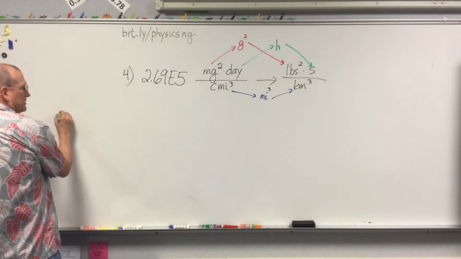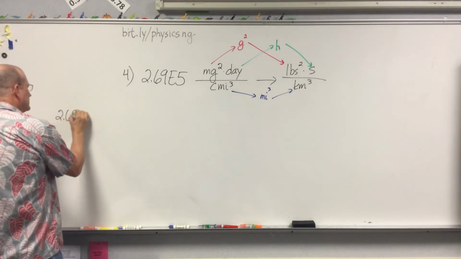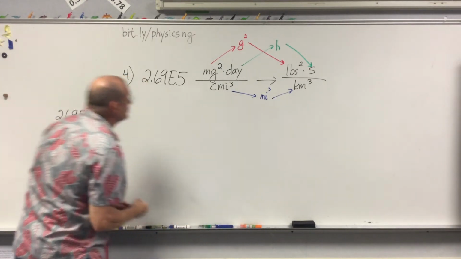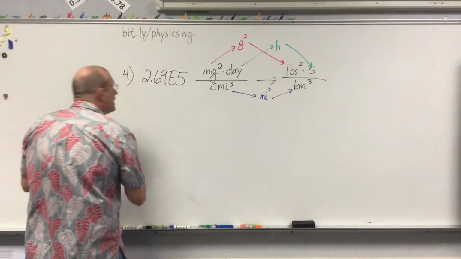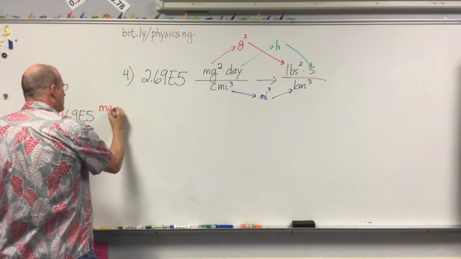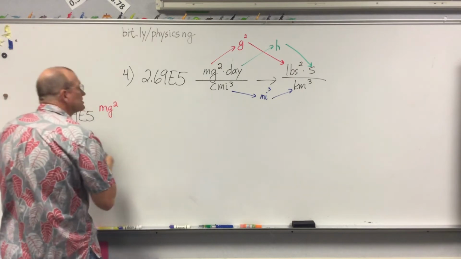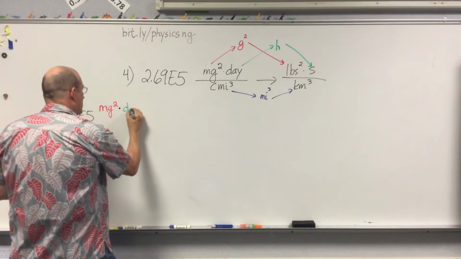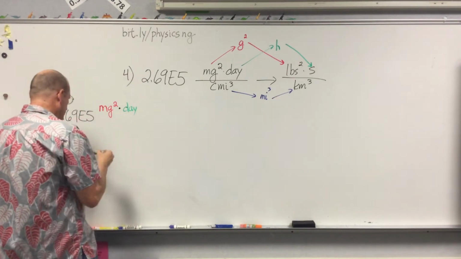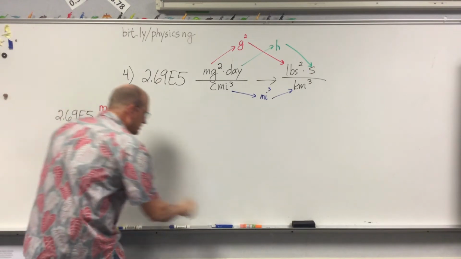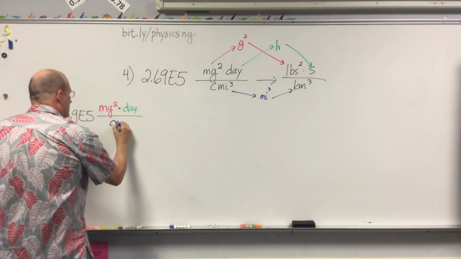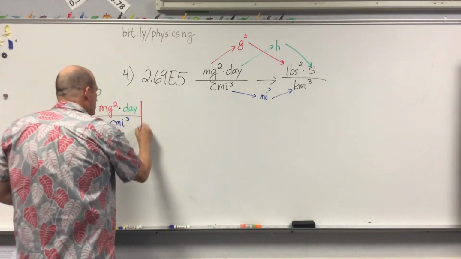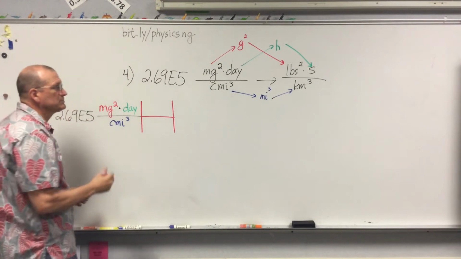So I'm going to start way over here because this will get kind of long. 2.69 E5, and we're going to start with milligram squared. I'm going to keep this officially color-coded correctly, times day, fraction bar, centimile cubed. So now we're going to start by doing the milligram to pounds.